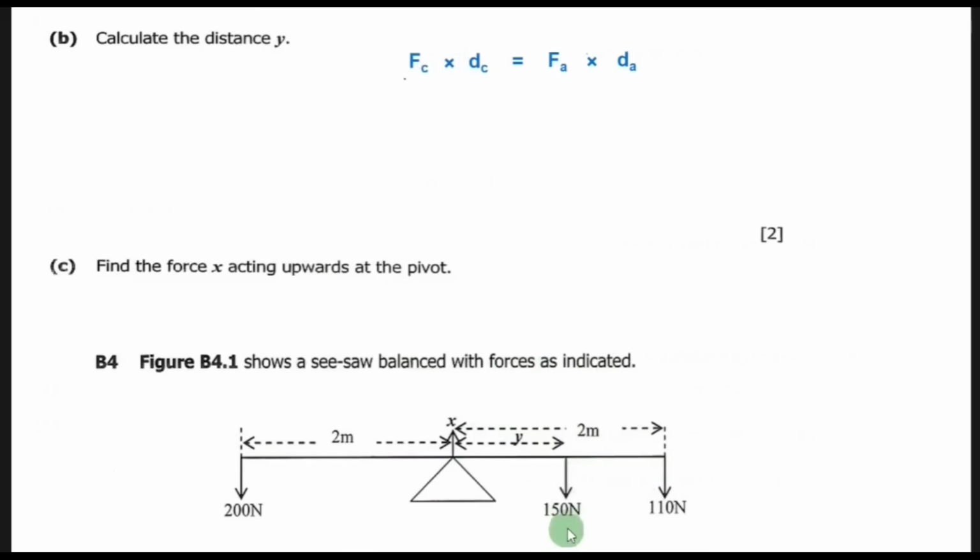So we have this force, which is 150 times the distance y from the pivot. Then we'll say plus this other force here, plus 110 times the distance of 2 from the pivot. Then we'll say equals, then we'll have this side now, 200 times the distance of 2 from the pivot.